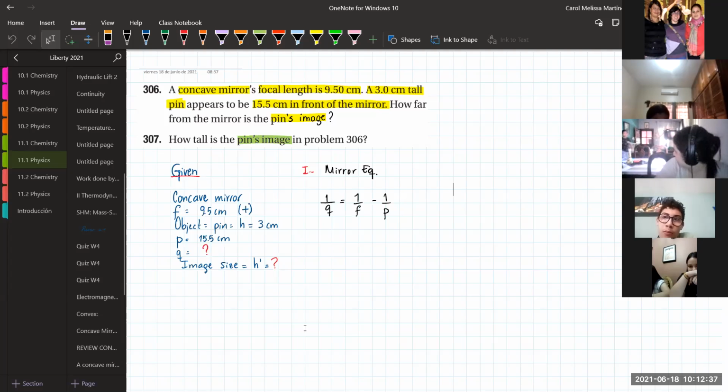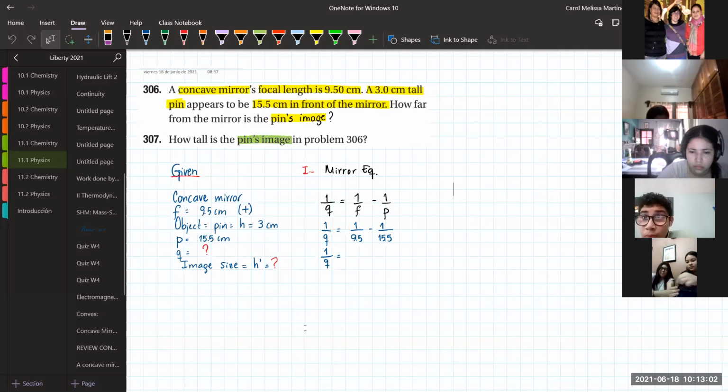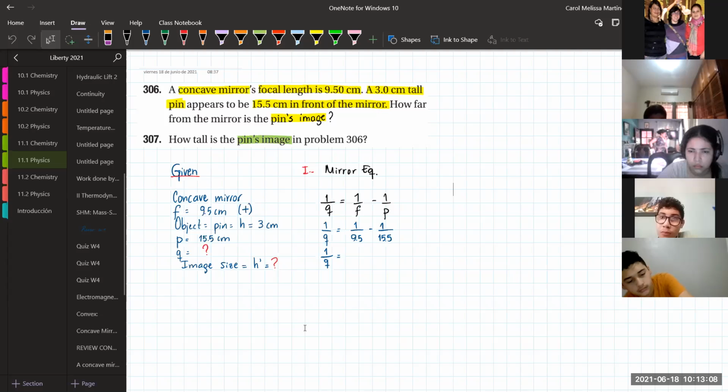And you say 1 over Q is equal to 1 over 9.5 minus 1 over 15.5. How much is this? Give me the answer as a fraction, please. 24 over 589.